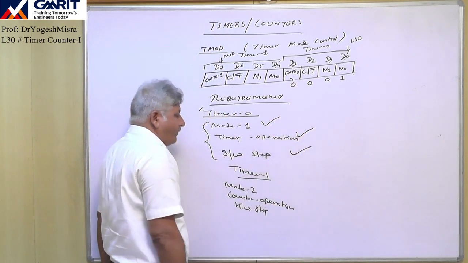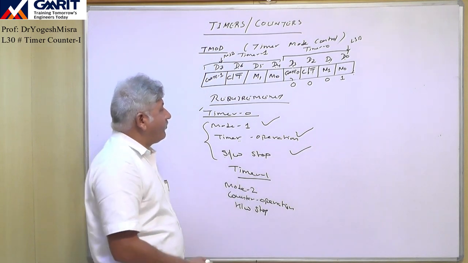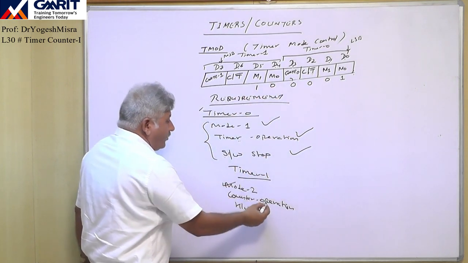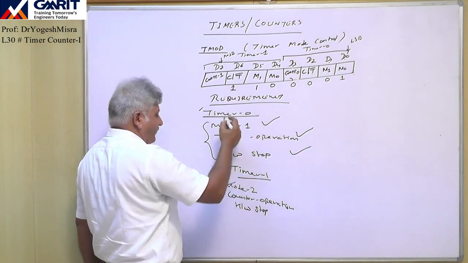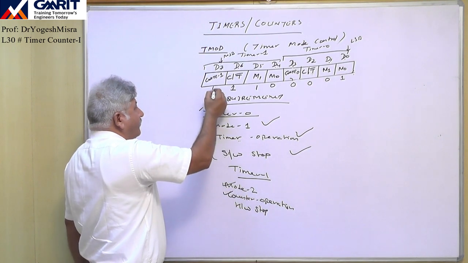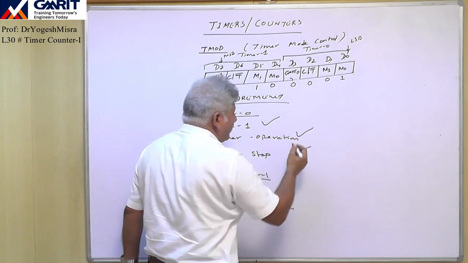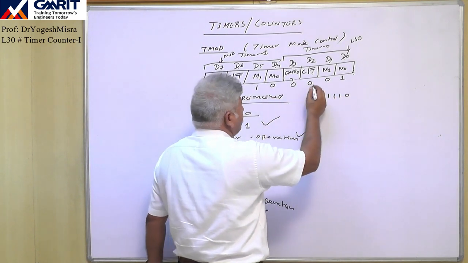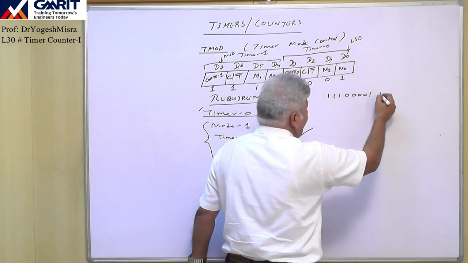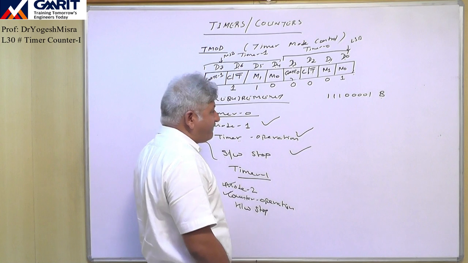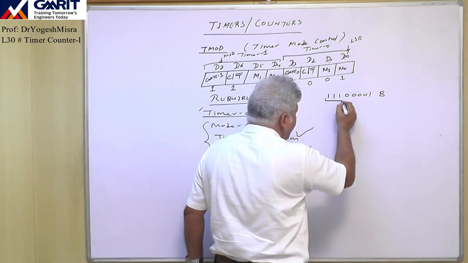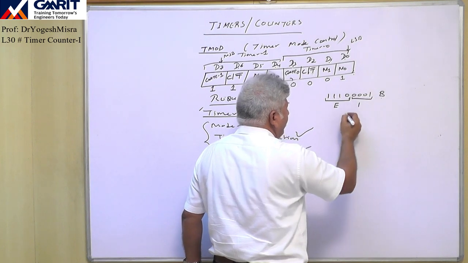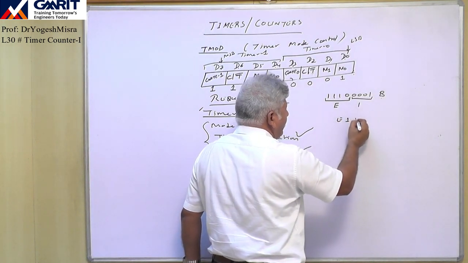Timer operation, software stop. Now for timer number 1, we require mode 2 operation. So for mode 2, these bits are 1, 0. Then counter operation, so this bit should be 1. Hardware stop, for hardware stop this bit should be 1. So this is our control word. Our control word in binary is 11100001. If we represent a number in binary, in the last we write B. And in hexadecimal, this is E and this is 1, so E1H.